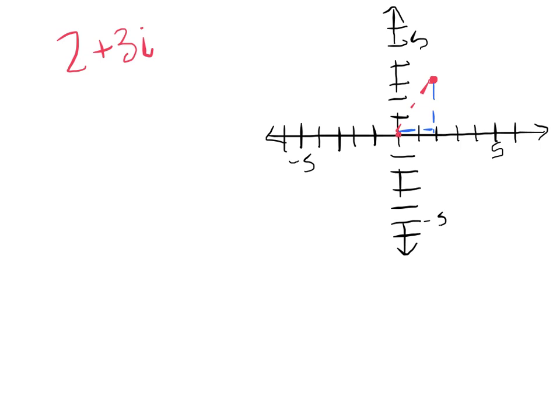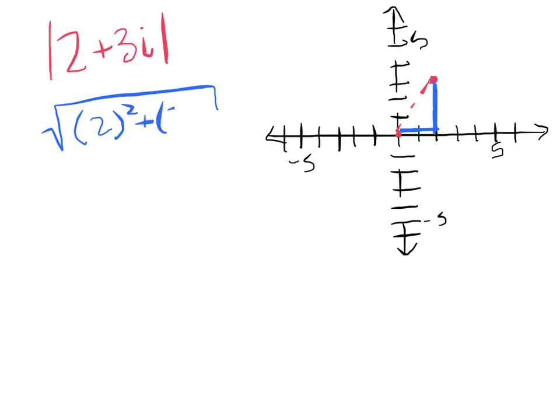When you want to find the magnitude of a complex number, you would use the absolute value bars. That says, hey, find the magnitude. So let's think about our distance formula. Our distance formula says what we need to do is find the distance traveled in the horizontal direction, the distance traveled in the vertical direction, and take the square root of those squares. So according to the distance formula, I'm going to find the square root of 2 squared plus 3 squared.